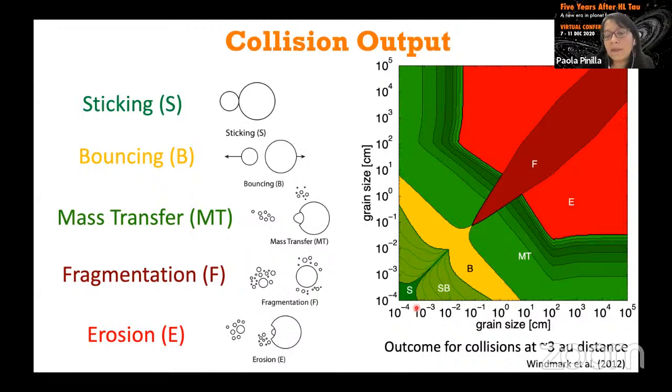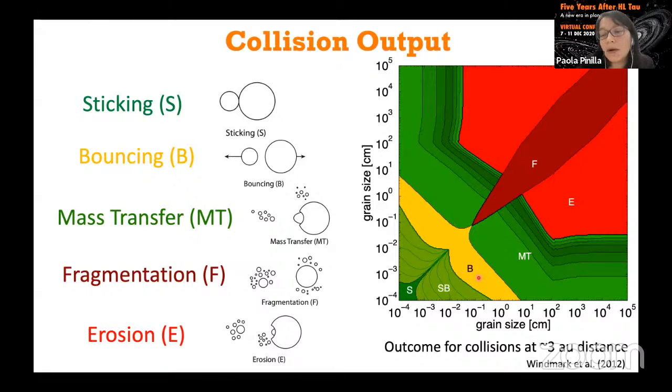And from micron to centimeter size, what we expect to have is sticking and bouncing. But the overall output is growth, and this is why it's in green. If we have collisions of particles with the same grain size of around 1 centimeter, the particles will bounce. And it's in yellow here because this doesn't help to grow or to fragment. So we get stuck there, and this is called the bouncing barrier.